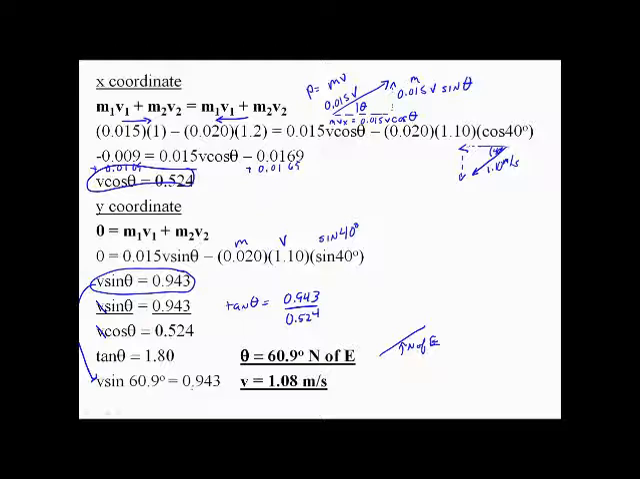The 60.9, 61 degrees, that doesn't seem impossible looking at the picture. You say, well, what about that 1.08? Well, the initial velocities were 1 and 1.2. It's kind of in the ballpark. It seems like it's reasonable. If we get 1,000, something's very wrong, and we need to stop and take a look at that.